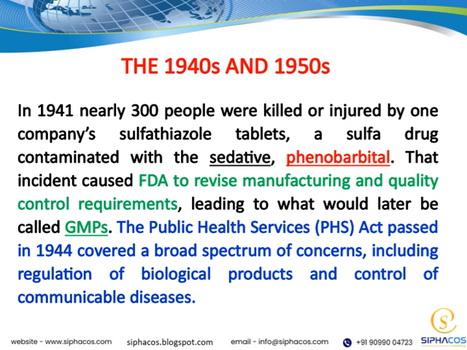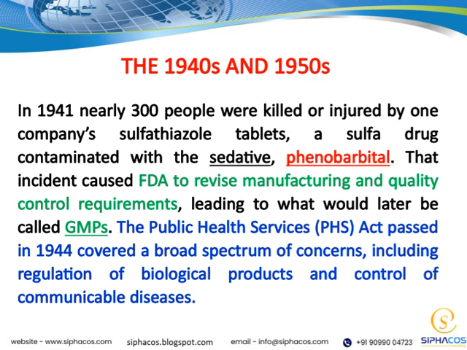For example, in 1941, there was a tragic incident where nearly 300 people were killed or injured by sulfathiazole tablets, a type of sulfa drug. What happened was that these tablets had been contaminated with phenobarbital, a sedative, which caused serious harm. This incident was a wake-up call that highlighted the need for stricter manufacturing controls. As a result, the FDA was prompted to revise its requirements for manufacturing and quality control, which eventually led to what we now know as Good Manufacturing Practices, or GMPs.